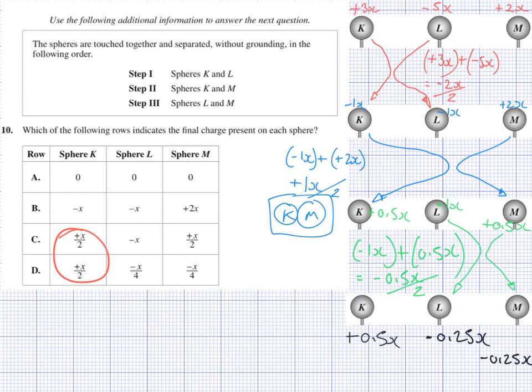So we will come back to our possible solutions. We've already said that it's definitely C or D because K was 0.5x, which is basically x divided by 2. And now we're saying that L and M are negative 0.25x. So hopefully you can see a negative 0.25 is equivalent to negative x divided by 4. So there we have our solution. It has to be D.